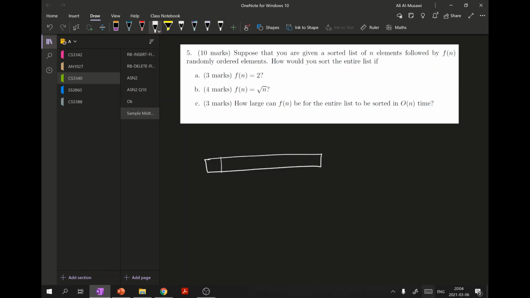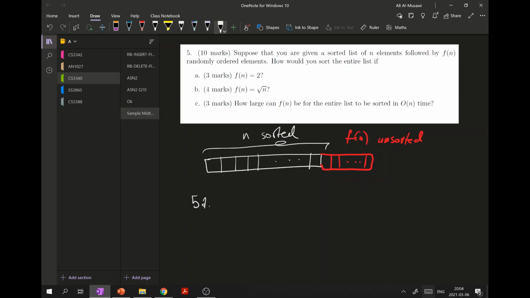Now, we have a list that has n elements that are sorted. So you have something like that. You have your first n elements, these are sorted, but then you have f of n not sorted. Maybe I'll just use a different color. So you have a bunch of other ones, f of n unsorted. The idea is that you'd like to sort the entire list for a bunch of f of n's.